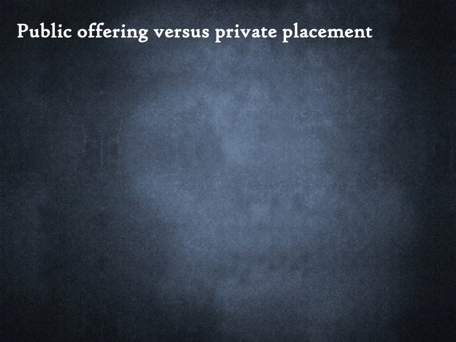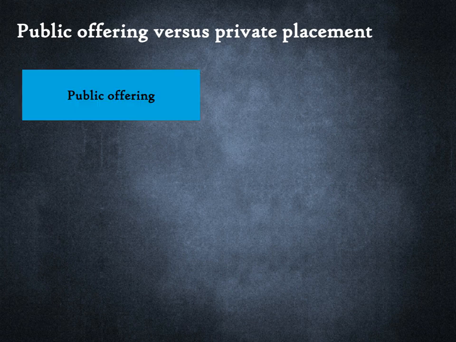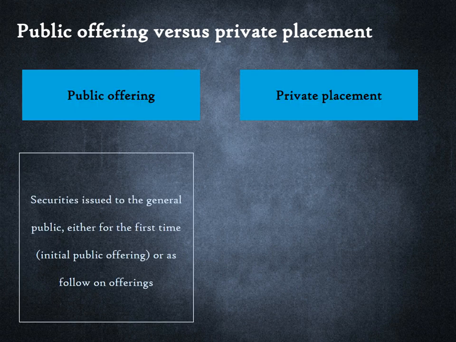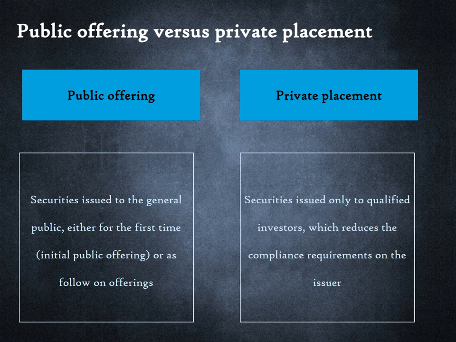It is time to get familiar with a couple of terms commonly used within capital markets. In a public offering, securities are issued to the general public, either for the first time through an initial public offering or as follow-on offerings after the IPO. In a private placement, securities are issued only to eligible investors, which reduces the compliance requirements on the issuer.